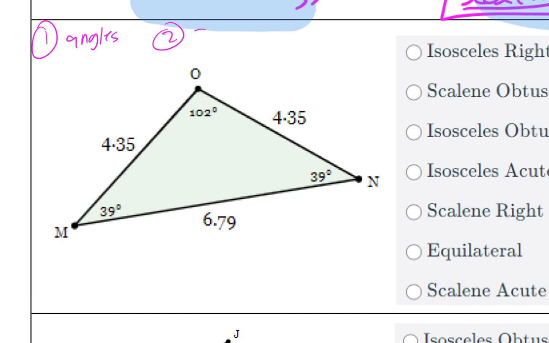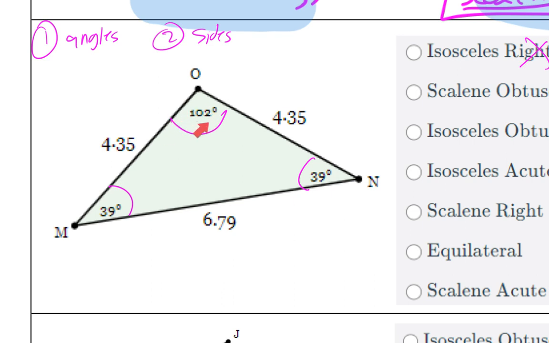Okay, and then the second thing we're going to do is look at the sides. Okay, so first thing, angles. What do we know about the angles? We got 39, 39, and 102. So that is definitely not a right triangle, right? Because we don't see 90 degrees. So we know that that's definitely wrong.